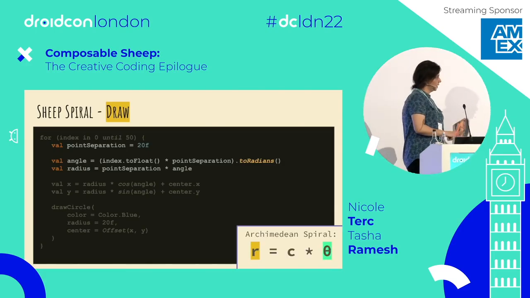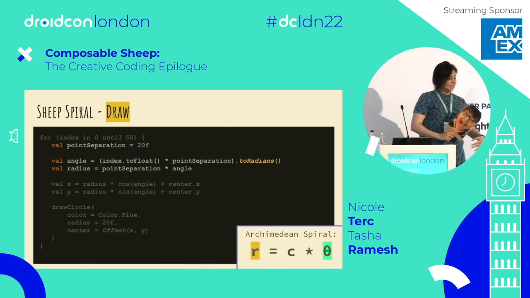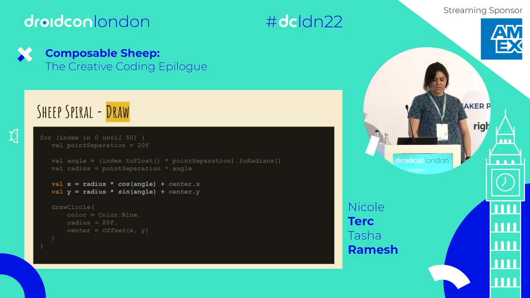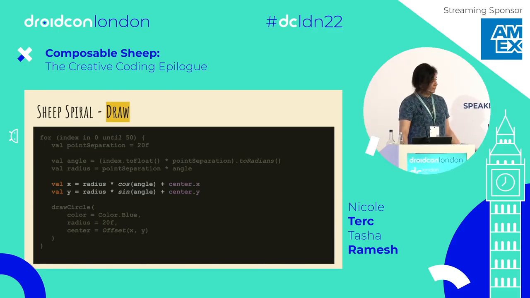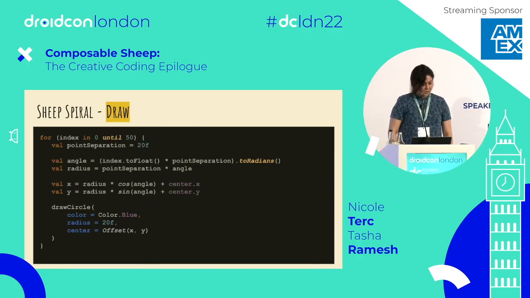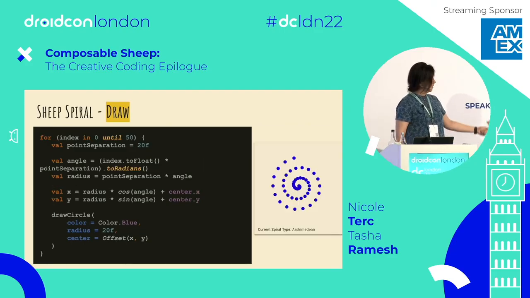Remember, radius equals constant times angle. Once we have a radius and an angle, we can easily translate those to Cartesian coordinates using the previous formulas. And once we have x and y, you can plot a circle. Great. Just doing that, this is all the code you need to obtain a spiral.